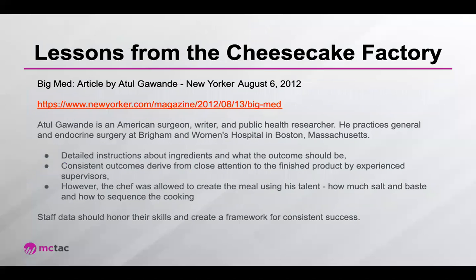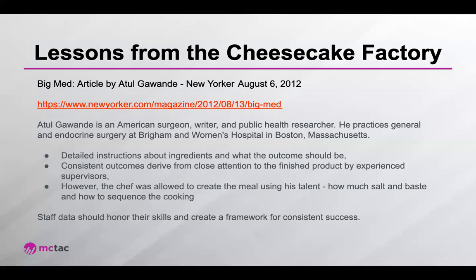So thinking about that, I was looking at an article published by Atul Gawande in the New Yorker back in 2012, entitled Big Med. He was looking at lessons learned from the restaurant industry, something I've looked at and thought about a number of times. There's a link on the page to it. He was fascinated by how the Cheesecake Factory managed to produce high quality meals at high volume across multiple locations and always get it right. He was fascinated enough to go and find out how they manage that.